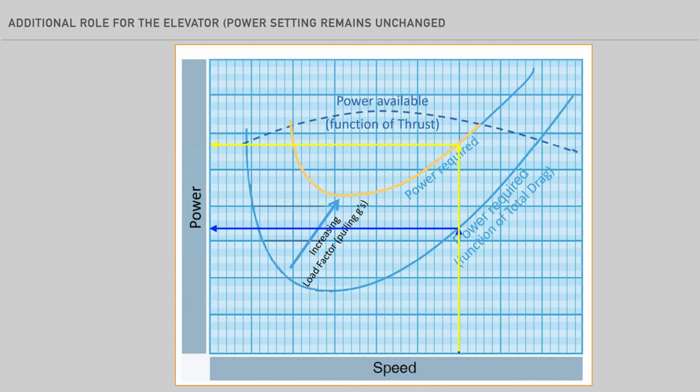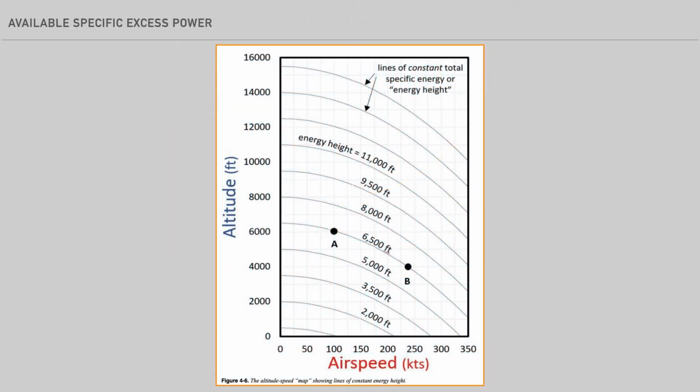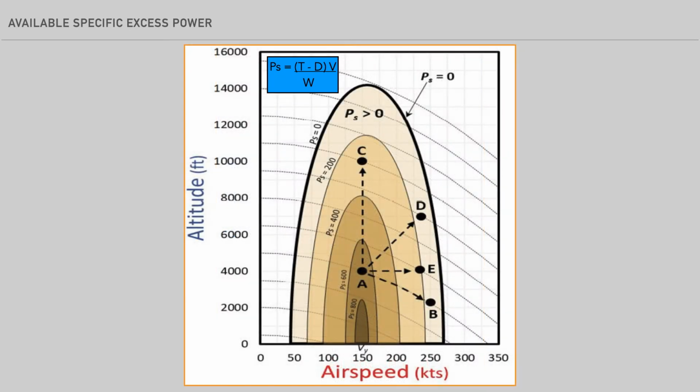Another observation from this graph is the decrease in excess power available as load factor is increased. Recall specific excess power is given by thrust minus drag times velocity divided by weight. Using this equation, we can develop specific excess power contours which can be superimposed on the energy map. Note the outer contour represents the envelope where there is no excess power available. More on this later, but now let's begin our discussion of the three basic rules of energy control.